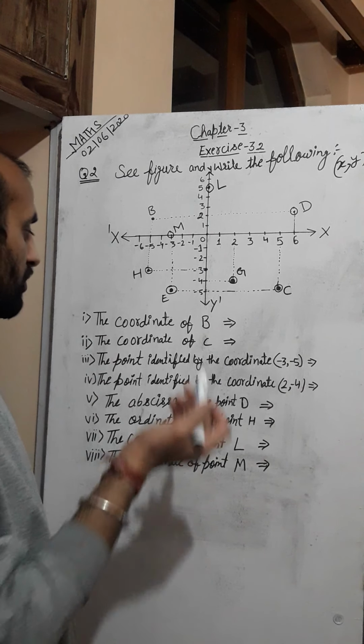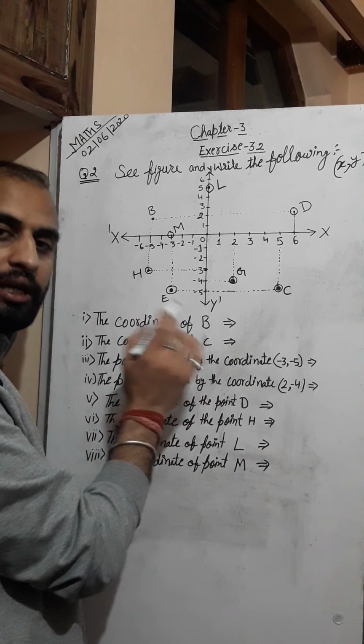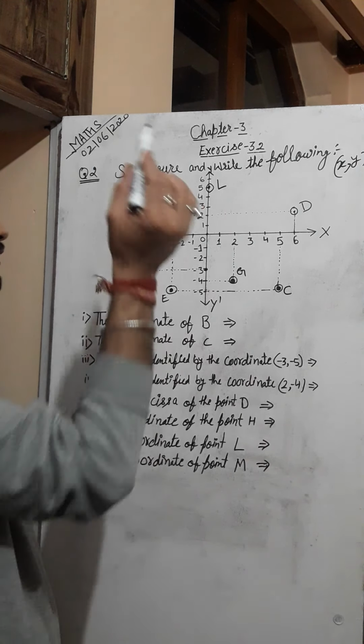So let's take your first question, the coordinates of point B. First, where is point B? Point B is here. As I told you, first you need to check the value of x for B. You can see here, downside of B it is minus 5. And then the second value, y. Where is the value of y lying? It is lying at 2. That means your answer is (minus 5, 2). These are the coordinates of point B. As I told you, the first value represents the x-axis, the second value represents the y-axis.